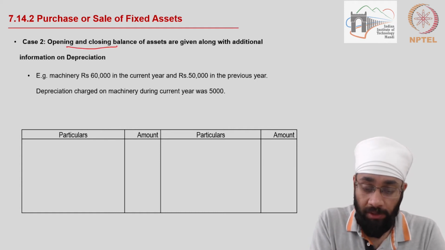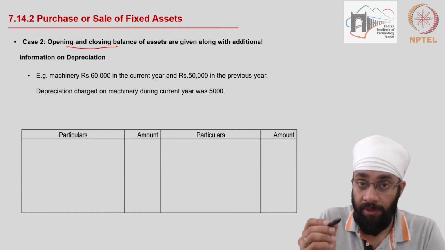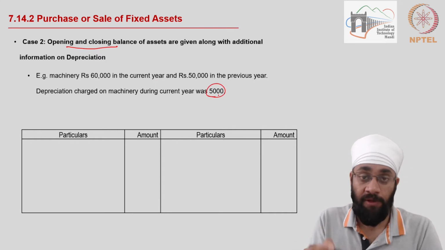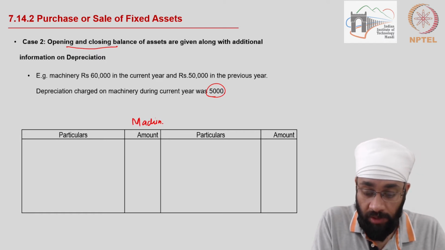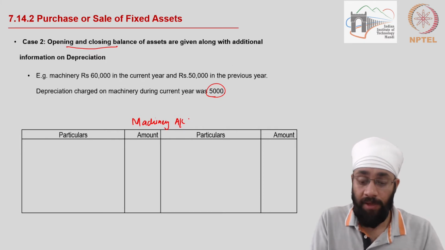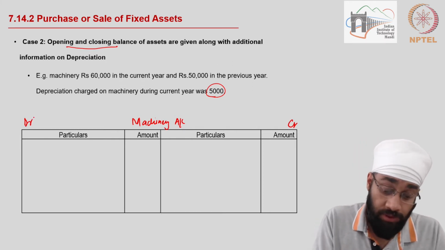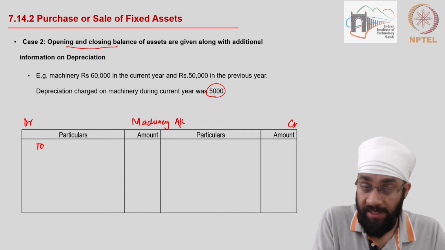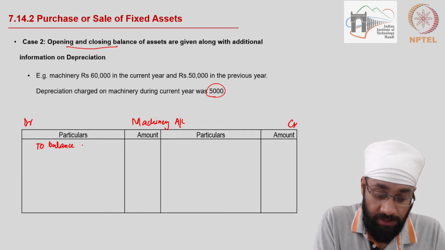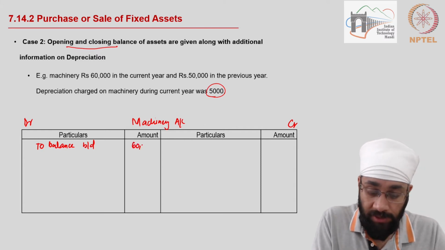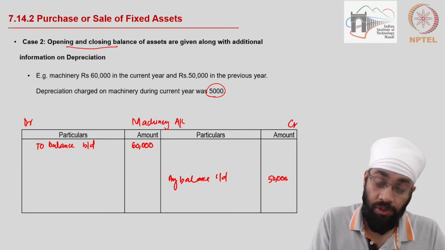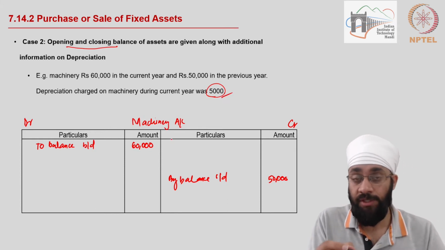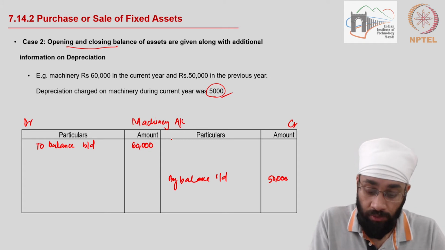Case 2 is that you have opening and closing balance given, but in addition you have been given an amount of depreciation, let's say 5,000 in this case. So we are going to prepare the machinery account here just to work out the hidden information. Although we have done this manually, more intuitively, let me explain the logic to you as well. So the machinery account is an asset, so we begin on the debit side. To balance brought down, the opening balance was 60,000 and the closing balance is 50,000 and depreciation during the year is 5,000.